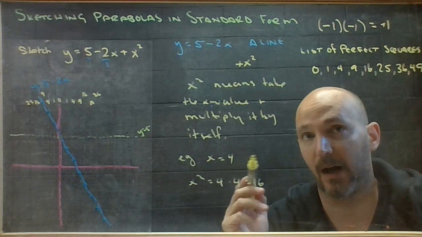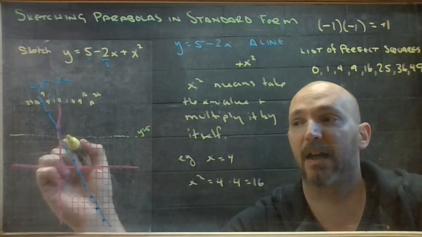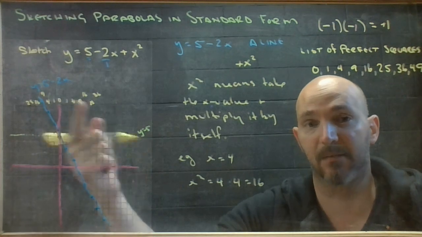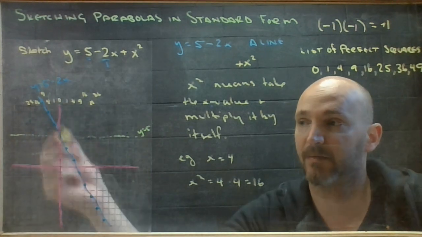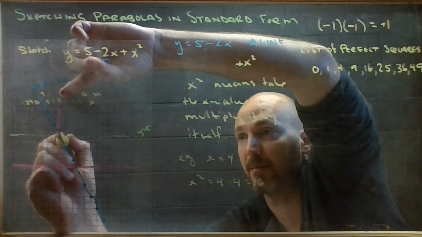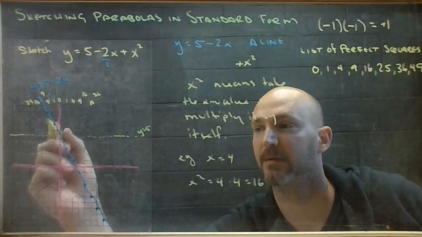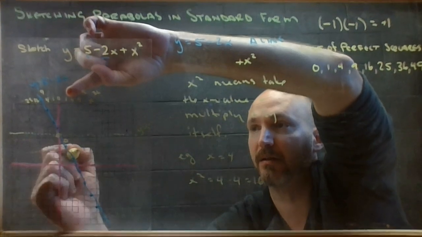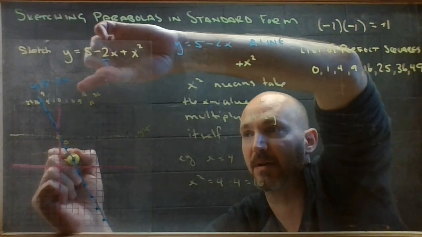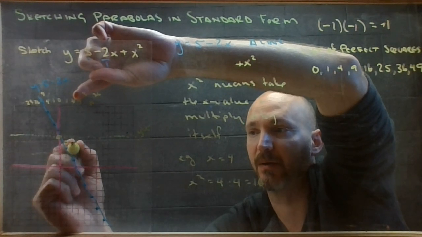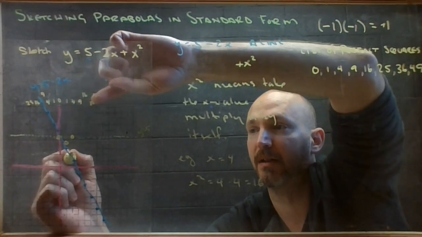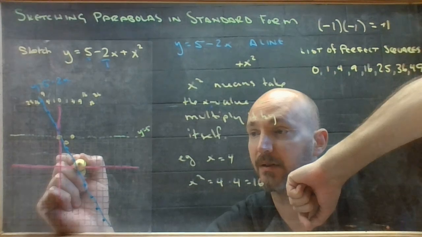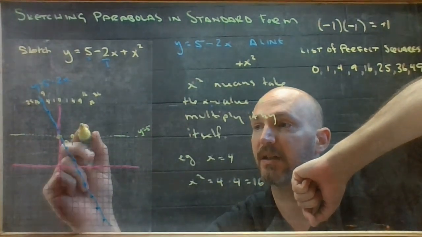So I'm going to take these numbers and I'm going to count up. Because it says plus, I'm going to count up these perfect square values from the blue line. So from here, I'm supposed to go up 0, so I don't go anywhere. From here, I'm supposed to go up 1, so I would be here. This one, I'm supposed to go up 4. 1, 2, 3, 4, so I'm here. From here, I should go up 9. 1, 2, 3, 4, 5, 6, 7, 8, 9.